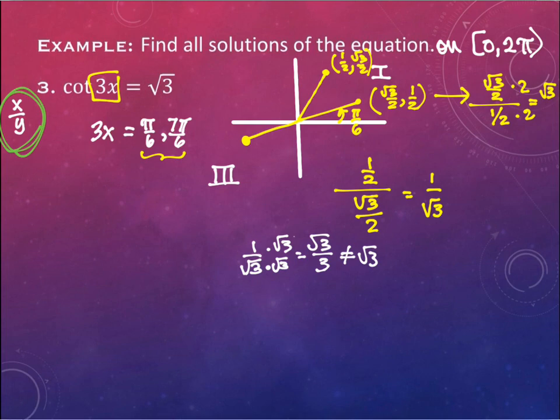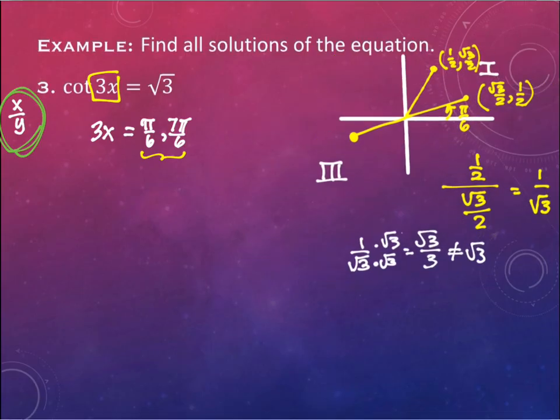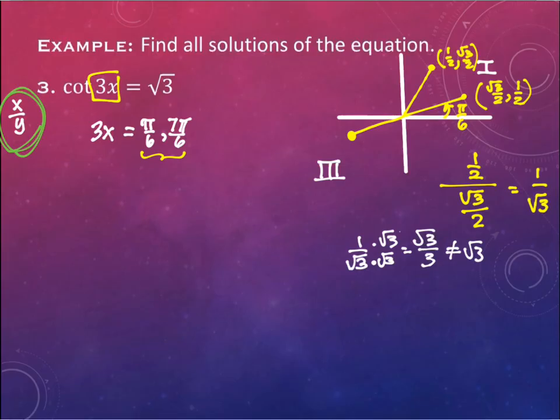Okay, so this is one set. I need to shift this over. If I take these and I add 2 pi to each of them, what am I going to get? In other words, what is pi over 6 plus 2 pi? Yeah, it's 13 pi over 6.